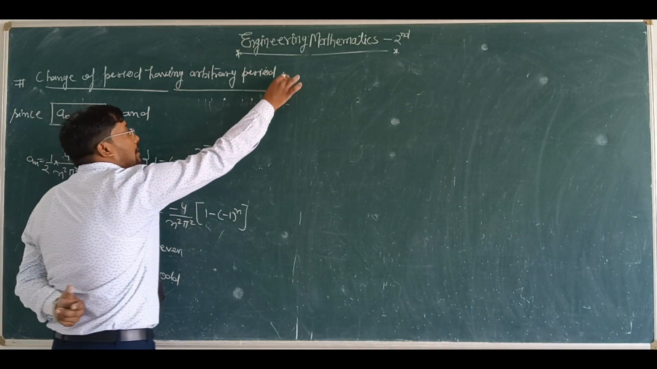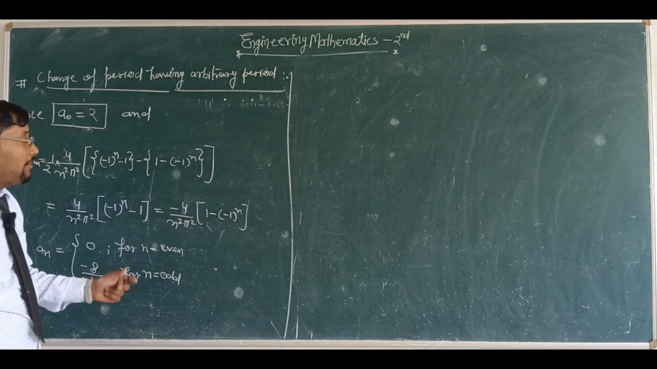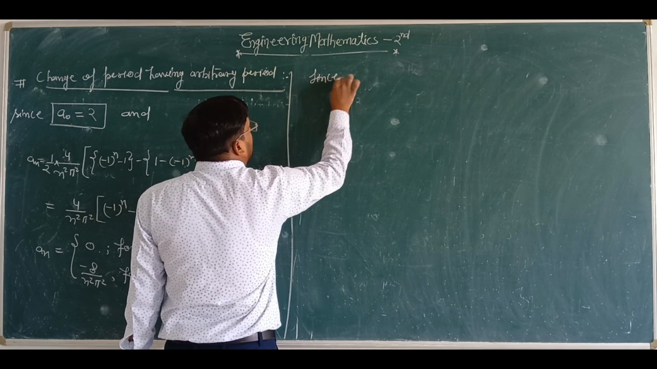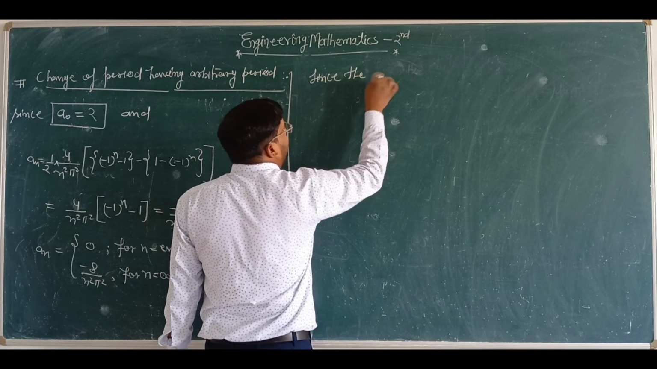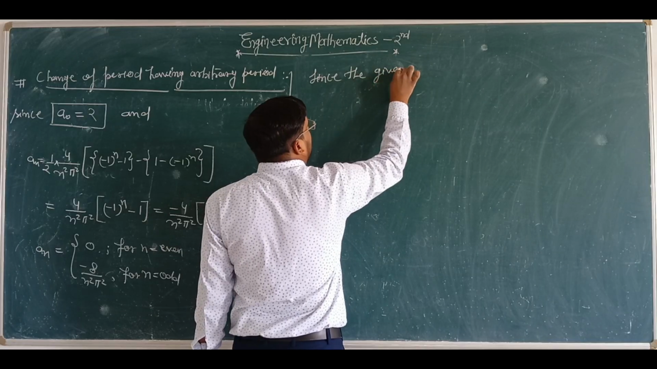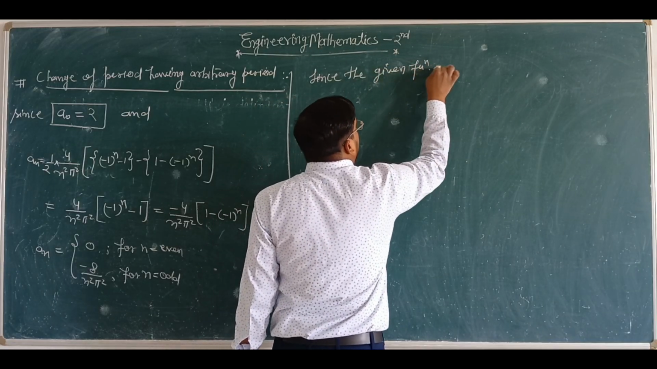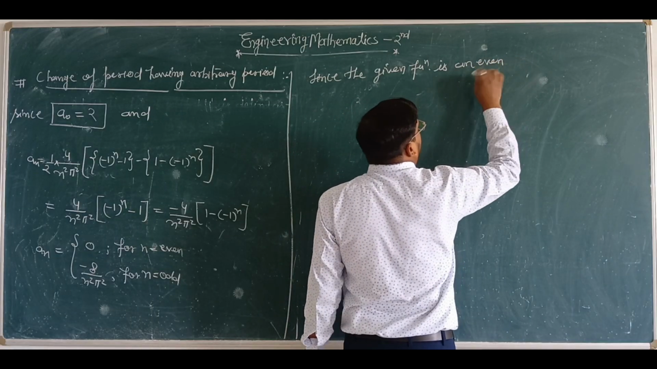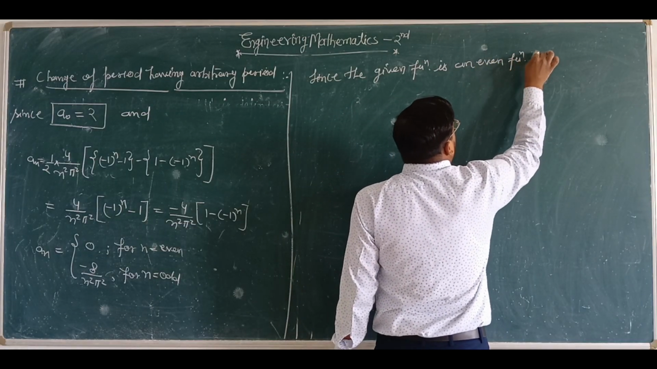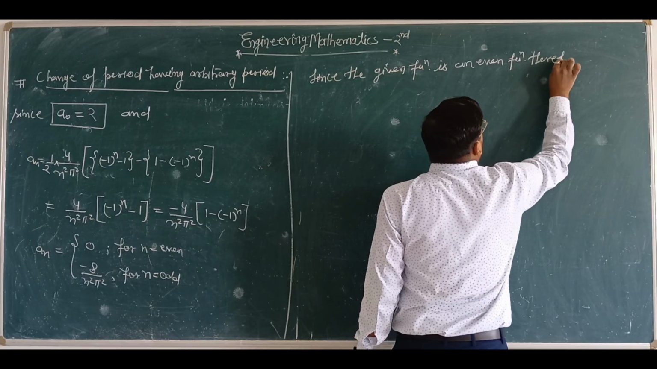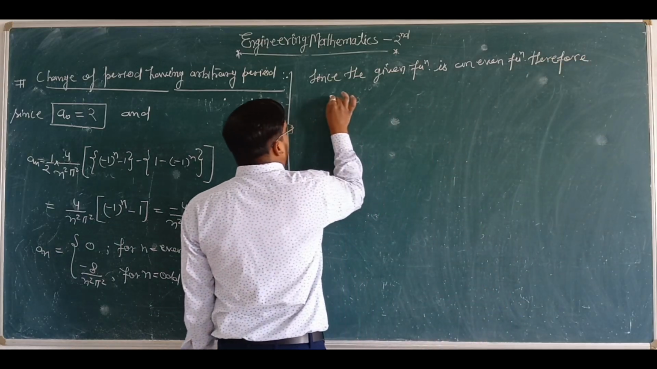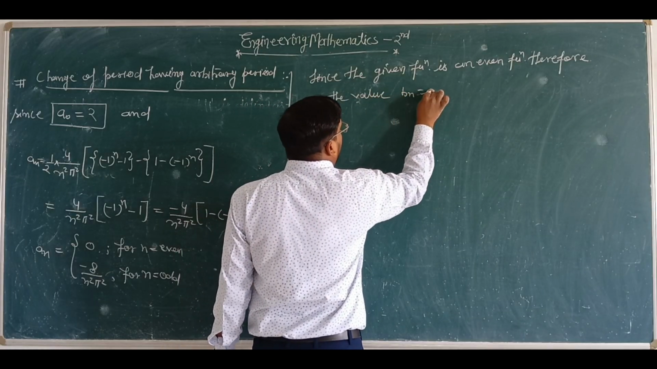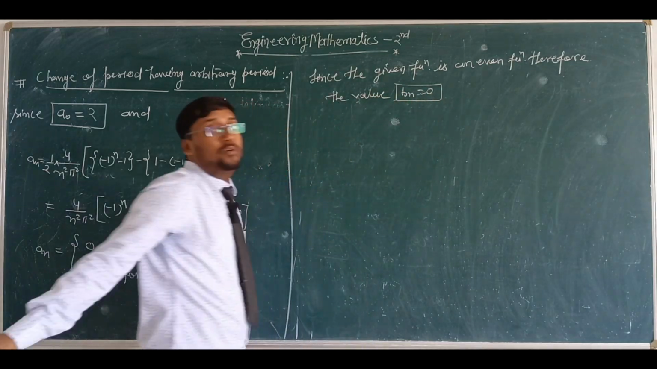Now again find the value of bn. Since the given function is an even function, therefore the value of bn is equal to 0. bn is equal to 0.